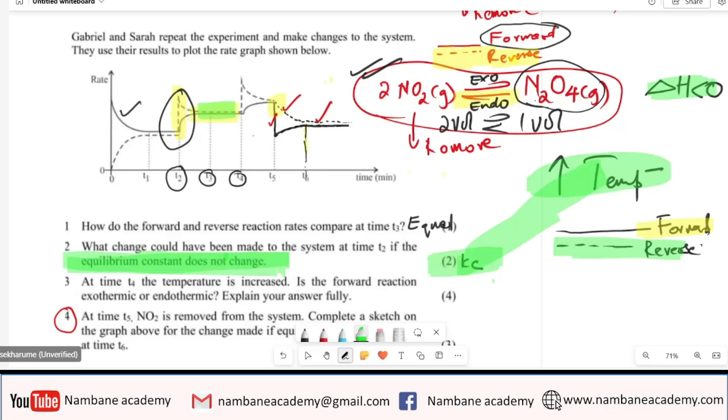Colleagues, what change could have been made to the system at T2 if the equilibrium constant does not change? It must be the pressure that was increased. I hope it makes sense now, because once we say temperature, the temperature is going to affect the Kc value. Although I'm trying to see if my equation is correct. But once you talk about the temperature, the Kc is going to change. According to that statement, the equilibrium constant does not change, so it can't be the temperature.